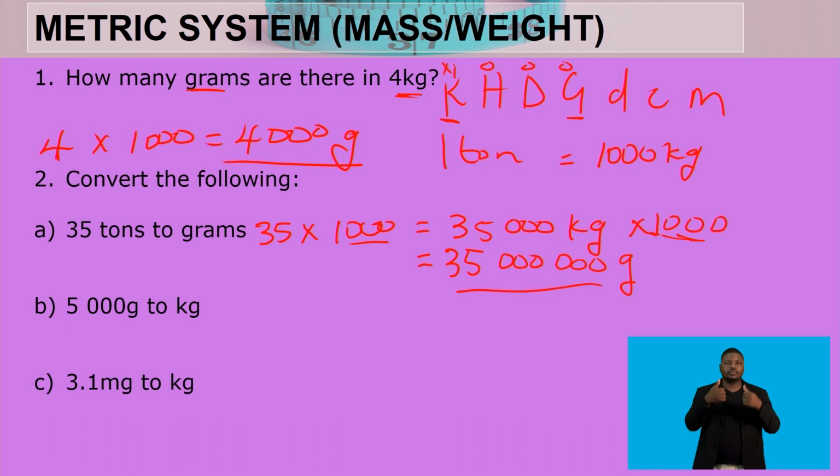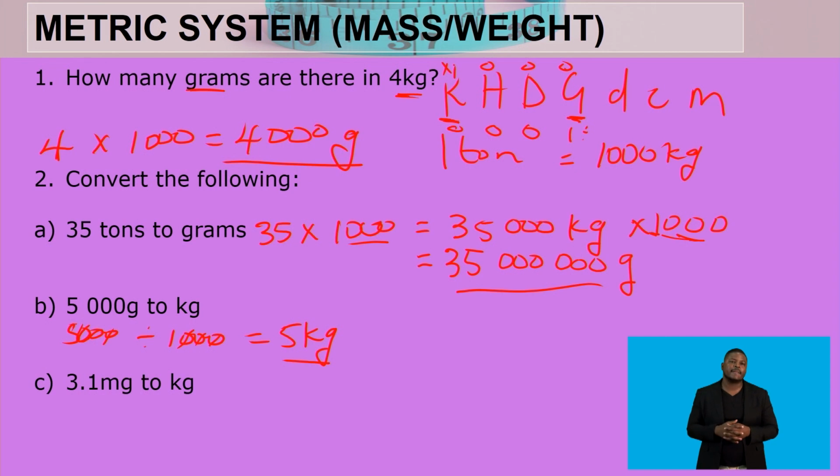Then 5,000 grams to kilograms. We are moving from grams to kilograms. You put a 1 there, and then you put zeros up until where you're going. Then it means we are dividing by 1,000. So we'll say 5,000 divided by 1,000. These zeros are going to cancel each other. We've got 3 this side. We also have 3 this side. So 5 divided by 1 will give us 5 kilograms. So there are 5 kilograms in 5,000 grams.